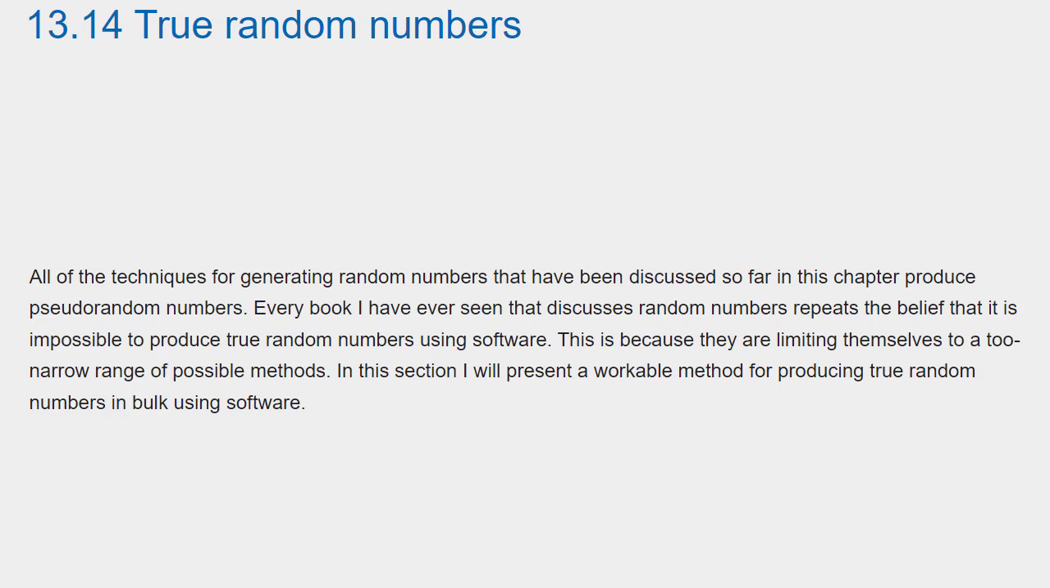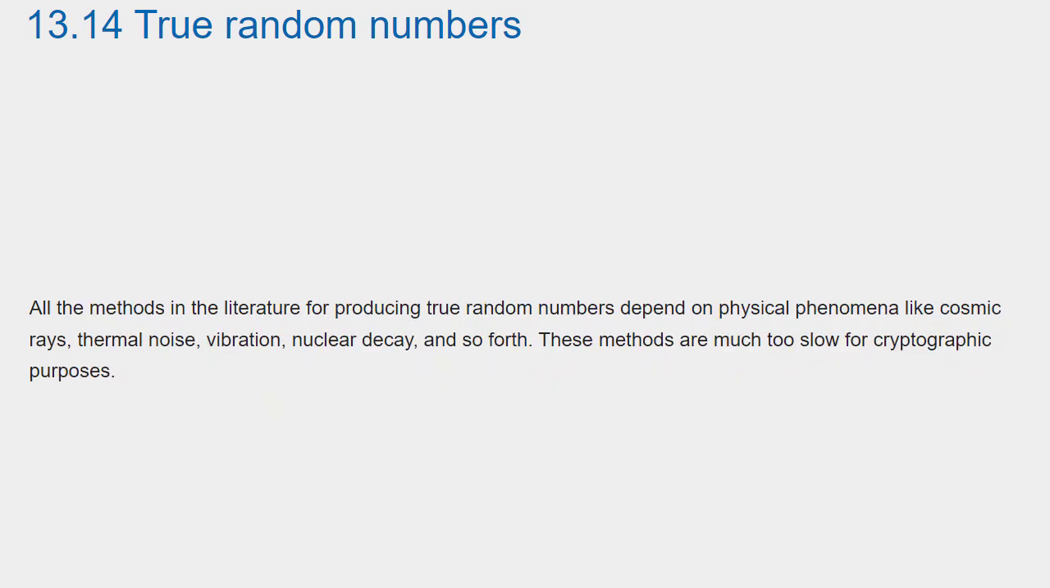Section 13.14. True random numbers. All of the techniques for generating random numbers that have been discussed so far in this chapter produce pseudo-random numbers. Every book I have ever seen that discusses random numbers repeats the belief that it is impossible to produce true random numbers using software. This is because they are limiting themselves to a too narrow range of possible methods. In this section, I will present a workable method for producing true random numbers in bulk using software.